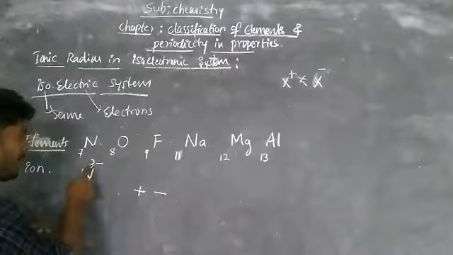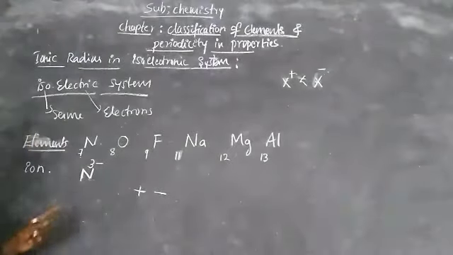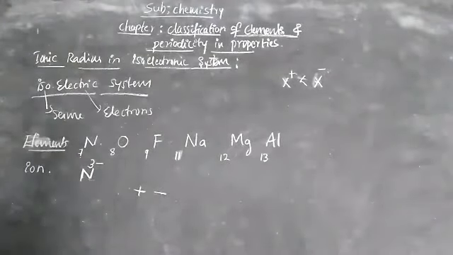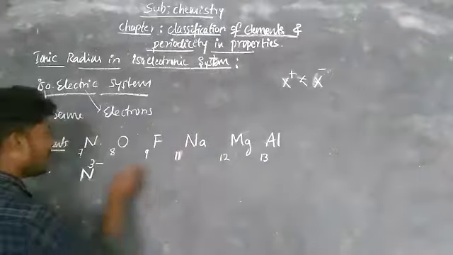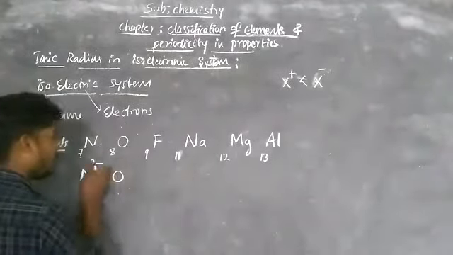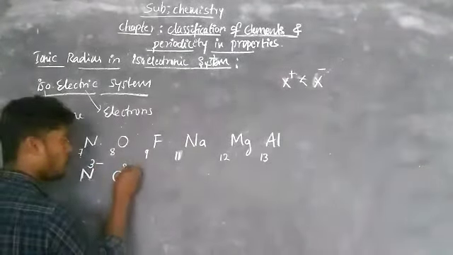Now, by adding 3 electrons you get nitrogen 3 minus. Similarly, for oxygen, you had 8 electrons, and adding 2 gives 2 minus.